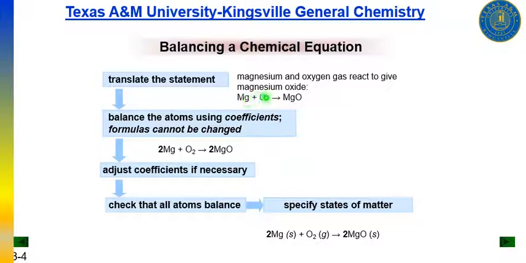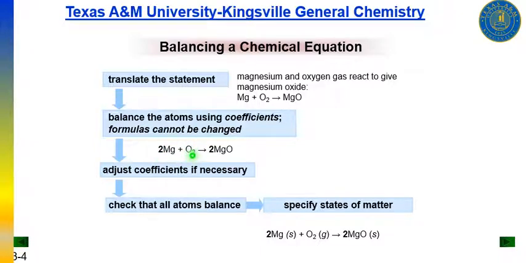Mg plus O2 to produce MgO. This chemical molecular formula needs to be written down accurately. If you don't know how to do it, make sure you go back to chapter 2 related to nomenclature. And then you balance the atoms using coefficients. Formulas by themselves cannot be changed. O2 is the formula for your oxygen molecule. You don't change it. Therefore, you add a number in front of your elements or compounds to represent coefficients.